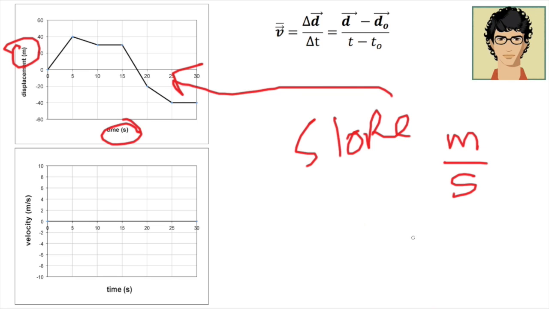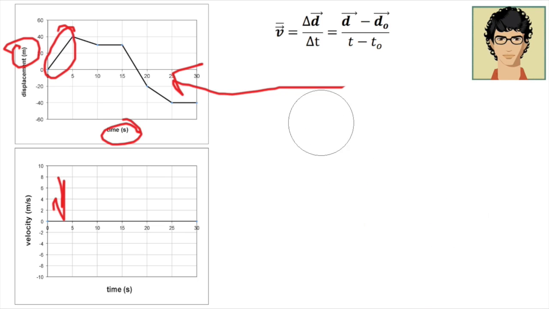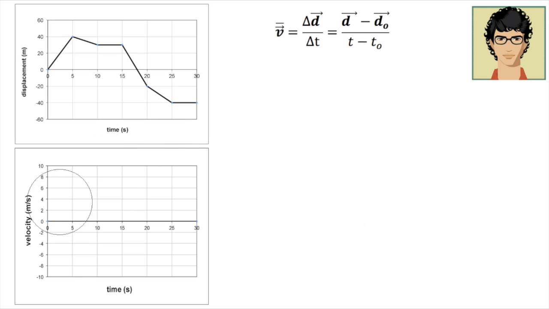So if we read the slope to get our velocity, if we figure out the slope for every interval, then we can encode that information down here. And so that's what we're going to do. Let's try that out. Clear our workspace. We'll do the first interval from 0 to 5 seconds using the straight up definition.